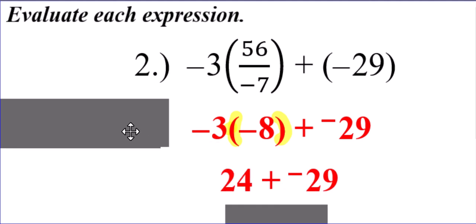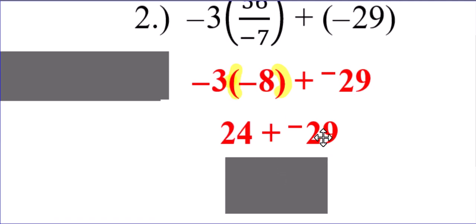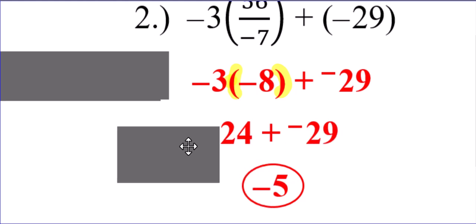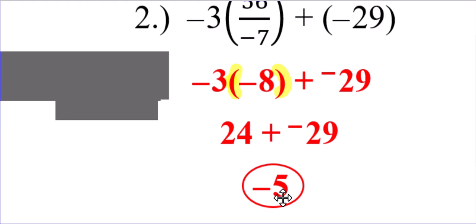Bring down that negative 29. When you have a positive plus a negative, you're going to subtract in your head. That's going to give you 5. But who has the bigger absolute value? It was the negative 29, so the answer is negative.